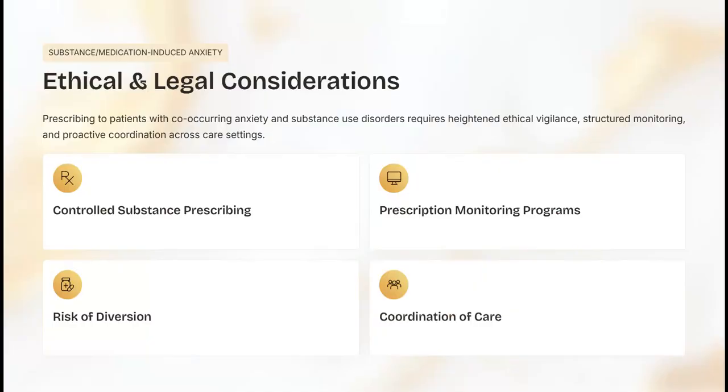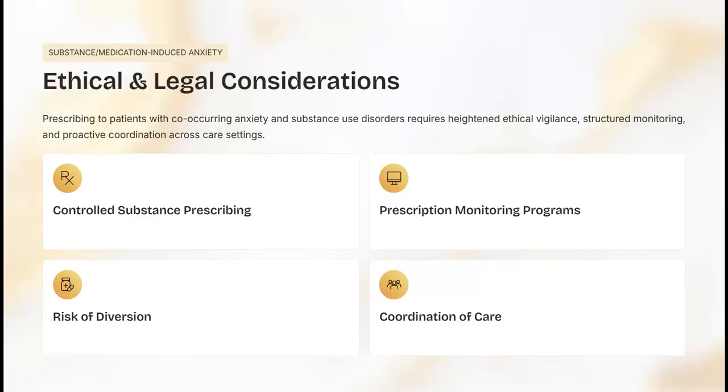There are some ethical and legal considerations, of course. Prescribing to patients who have anxiety and substance use disorders, you have to be very, very, very vigilant. You have to monitor. Remember, in the case of acute alcohol withdrawal, they may be getting benzodiazepines. Panic attacks with substance-induced anxiety, no, you will not.